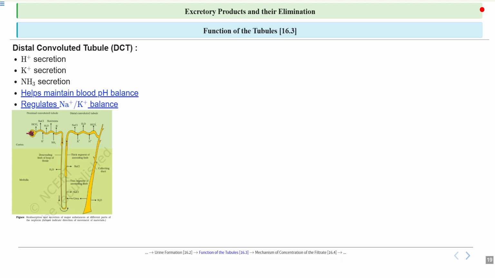So here you can see the image which is showing the reabsorption and secretion that we have already talked about. So DCT is essential for secreting certain ions, maintaining pH, and balancing sodium and potassium. So in our next session, next slides, we will see how hormones influence these processes and what happens when DCT doesn't function properly.